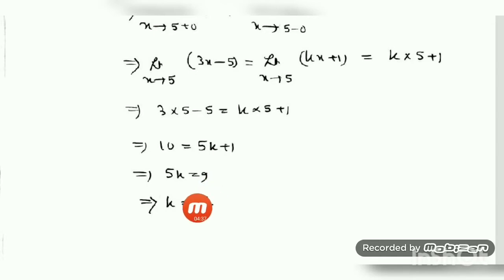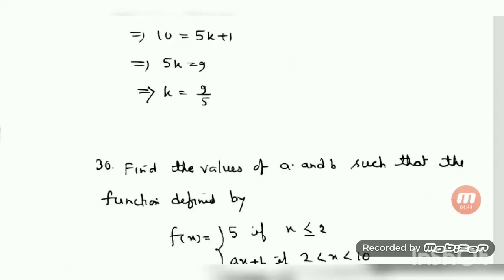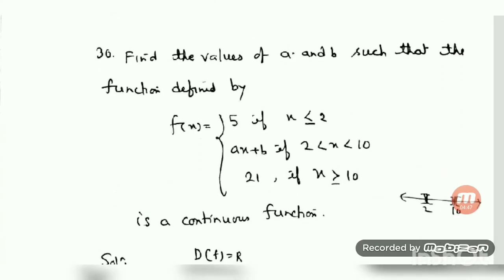So 5k is equal to 9. That means k is equal to 9 by 5. So this is the answer. That is the value of k for question number 29. Let us go now to question number 30.